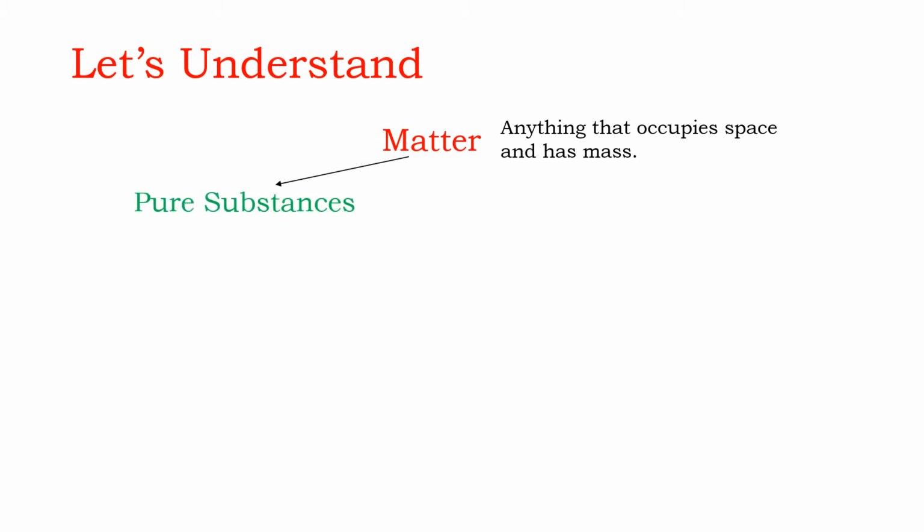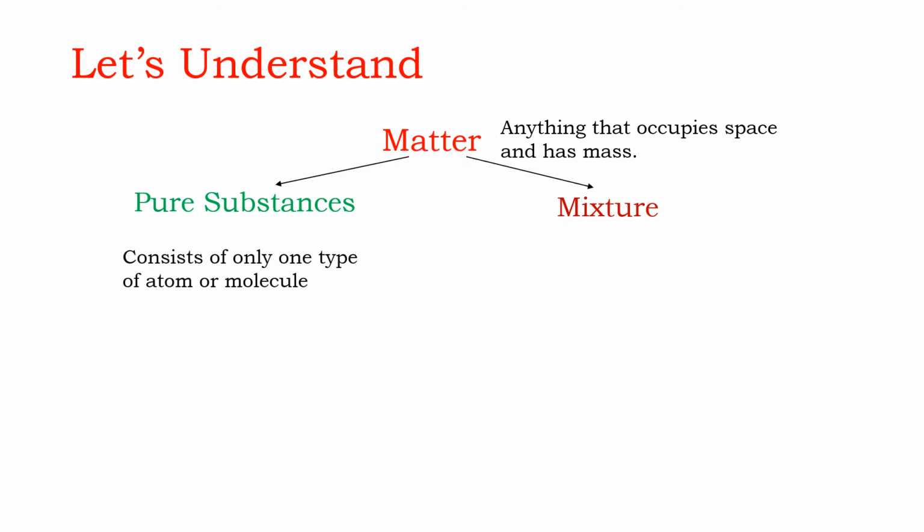Matter is divided into two. We have pure substances and mixture. When we say pure substances, it consists of only one type of atom or molecule. So, ito po ay nahahati naman sa dalawang klase. Na-discuss na po natin. We have element and compound.